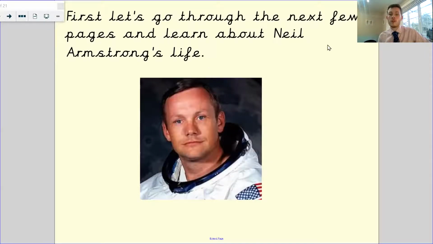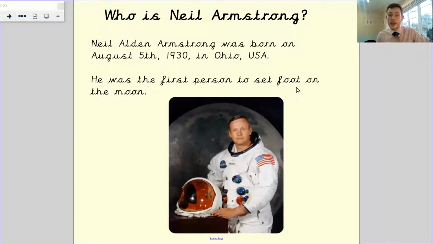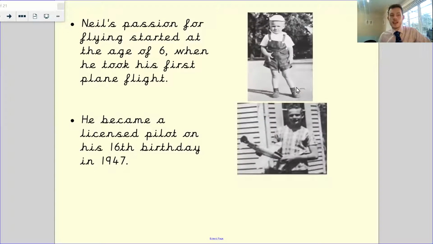So first, let's go through a few pages and learn about Neil Armstrong's life. So who is Neil Armstrong? Well, Neil Alden Armstrong was born on August the 5th in 1930 in Ohio in USA. That's in America. He was the first person to set foot on the moon. Neil's passion for flying started when he was 6 years old, when he took his first plane flight. He became a licensed pilot on his 16th birthday in 1947.